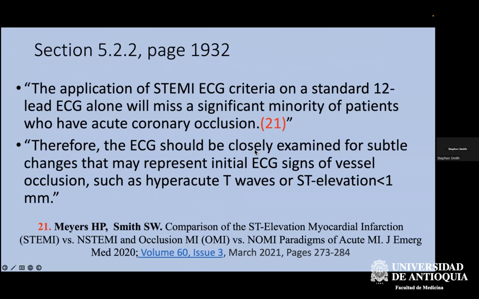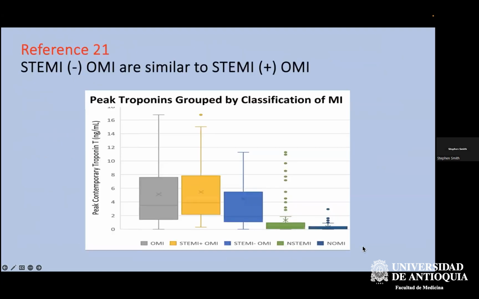Therefore, the ECG should be closely examined for subtle changes that may represent initial ECG signs of vessel occlusion, such as hyperacute T waves or ST elevation less than 1 millimeter. And 21 is our article, which is a comparison of the STEMI, non-STEMI, and OMI, NOMI paradigms of acute MI. And in that study, we have this figure. This is peak contemporary troponin, and it's a good measure of infarct size.